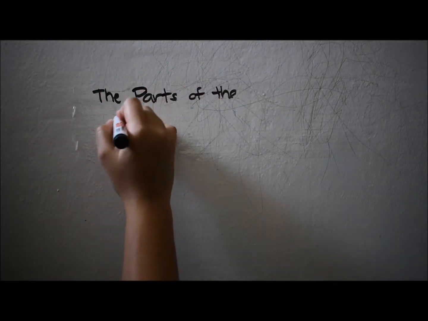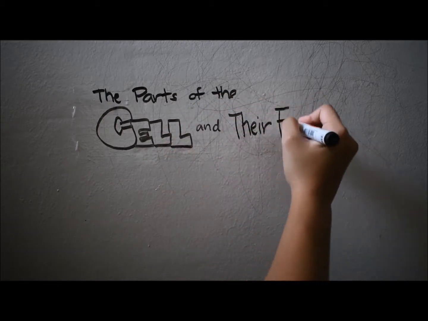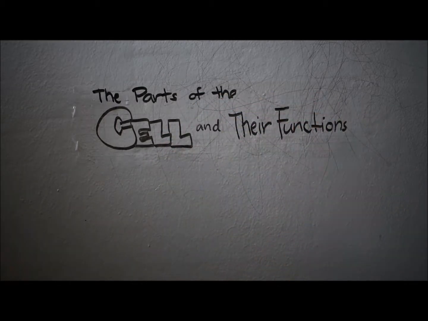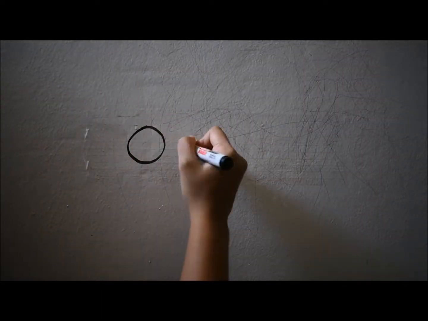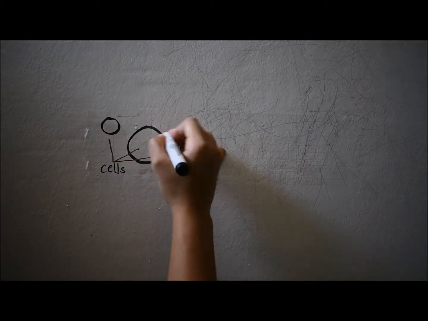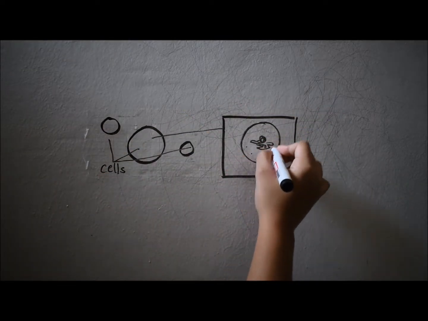Hi guys! Today we're going to talk about the parts of the cell and their functions. Everything that we see is made up of cells, but what is a cell made up of? So, cells are made up of small parts that each have a specific job to do for the cell to function. These small parts are called organelles.